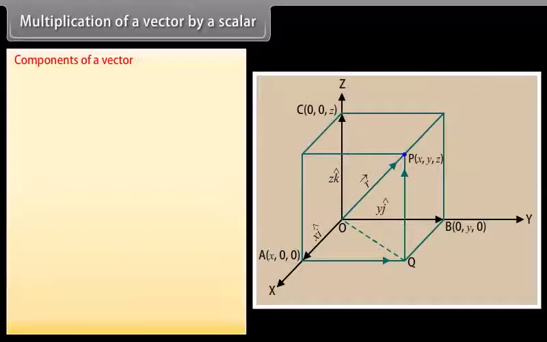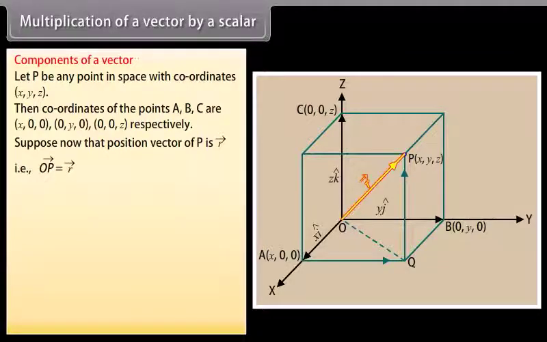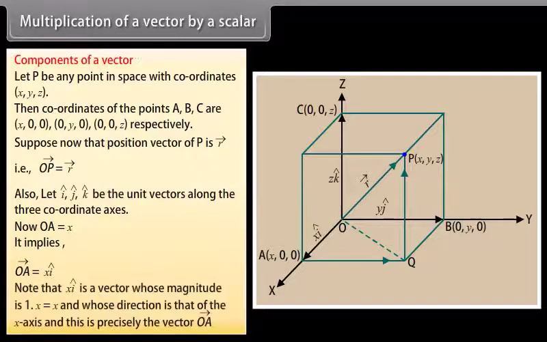Components of a vector. Let P be any point in space with coordinates x, y, z. Then the coordinates of the points A, B, C are (x, 0, 0), (0, y, 0), (0, 0, z) respectively. Suppose now that the position vector of P is vector R, that is, vector OP equals vector R. Also, let cap i, cap j, cap k be the unit vectors along the three coordinate axes. Now, OA equals x. It implies vector OA is equal to x cap i. Note that x cap i is a vector whose magnitude is 1 into x equals x and whose direction is that of the x-axis, and this is precisely the vector OA.